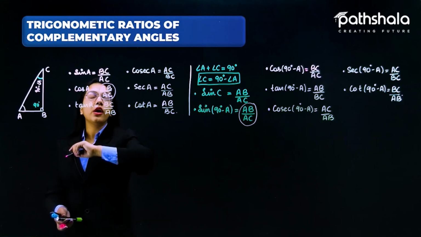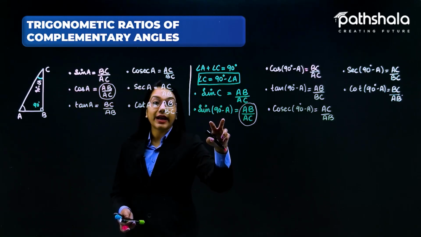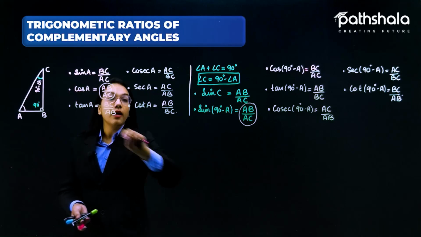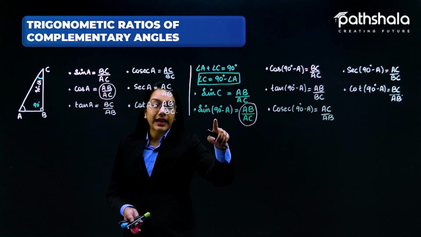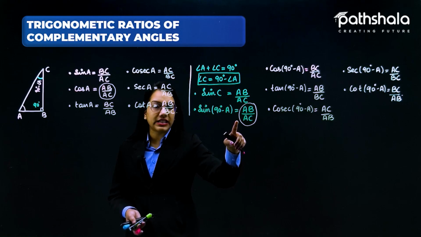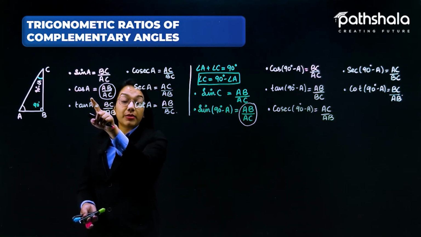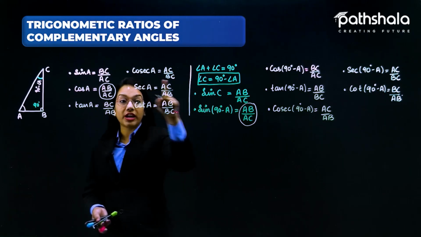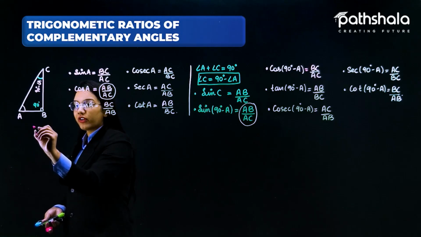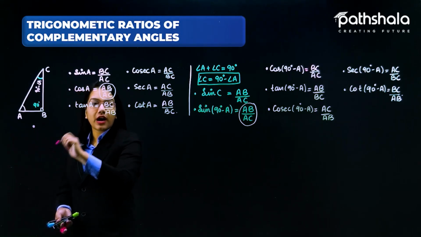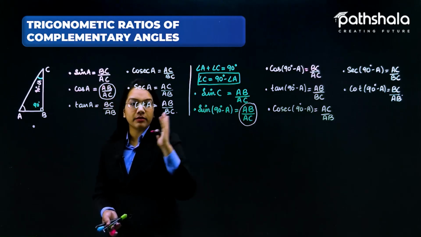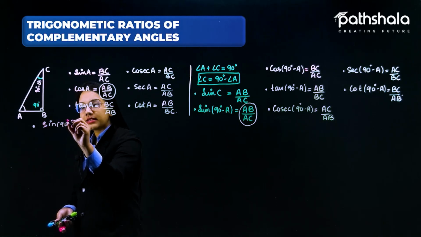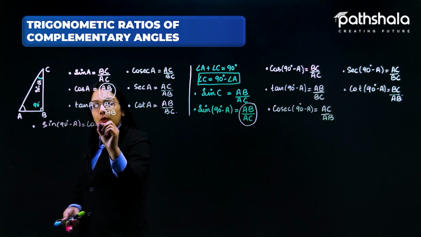So what can we conclude? We can conclude that sin 90 minus A is equal to cos of A. Why so? Because the ratios are the same. Since sin 90 minus A is the ratio AB by AC, and over here we have cos of A, which is AB by AC again. So for the very first concept, after comparing these two ratios, we get the result that sin 90 minus A is equal to cos of A.